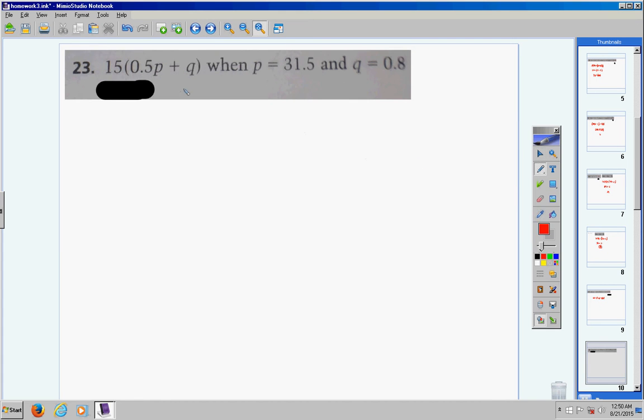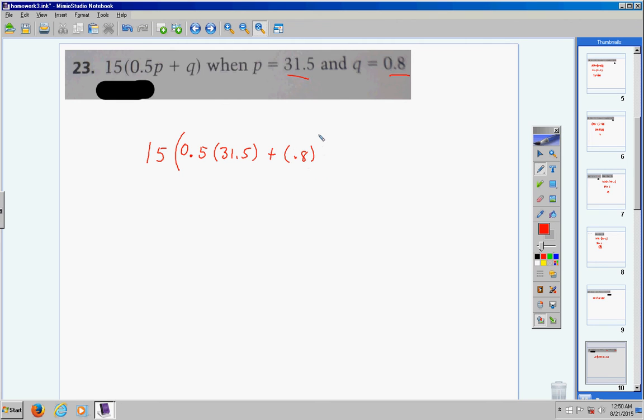Same thing. We're going to use a calculator. Everywhere there's a P, we're going to put 31.5. Everywhere there's a Q, we're going to put 0.8. So 15, then a big parentheses, 0.5, and then parentheses for P, 31.5. So right here is 0.5, or .5, same thing. Then a P, so I put this, then a positive sign, and then a Q, so I put parentheses, and for Q I'm going to put 0.8.